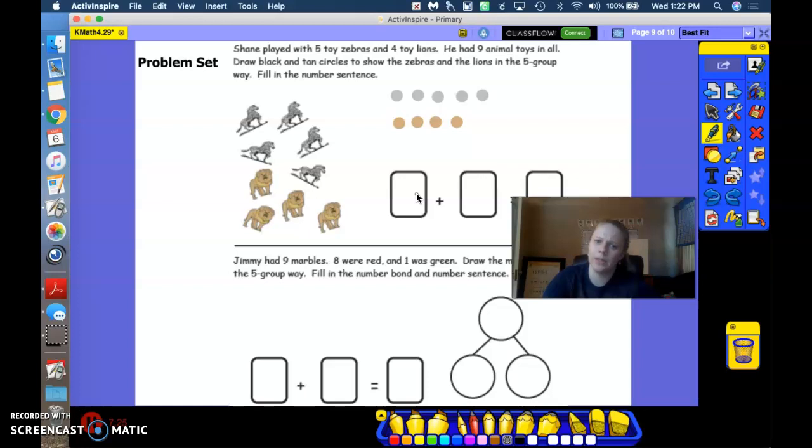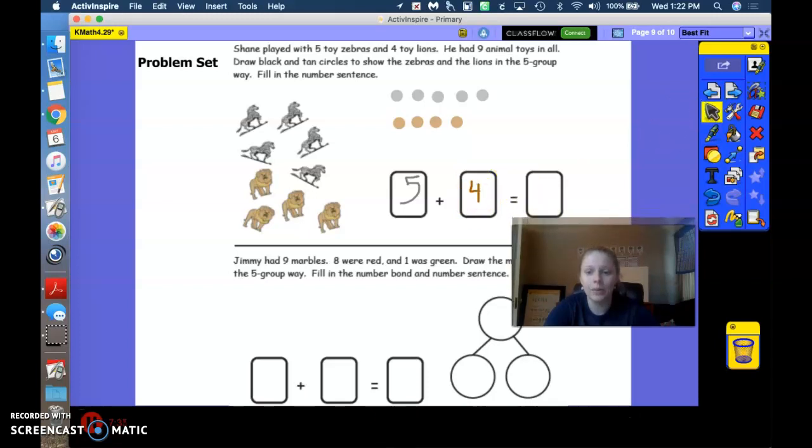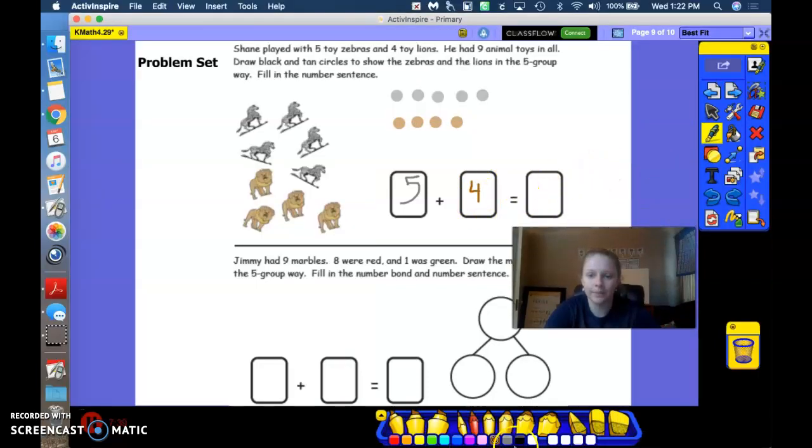Now I'm going to fill in my number sentence. How many horses do I have? Gray horses. Good, 5. You can see the 5 right on top here. And how many brown lions? 4. How many animals all together? 9. Great job.